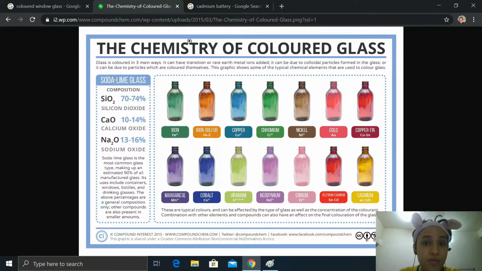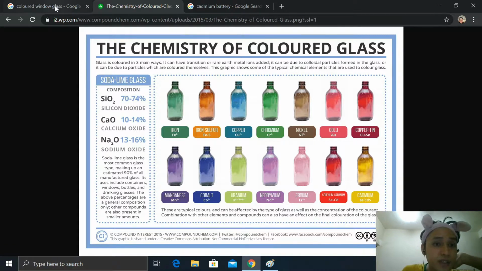This is one example of the uses of transition elements: we use them to make colored glass. If I want to make a glass which is green in color, I can use iron 2 plus or chromium 3 plus. Then you have cadmium, cobalt, uranium, but this one will be radioactive. You don't make a glass out of uranium, you're going to get cancer. And copper is bluish in color.